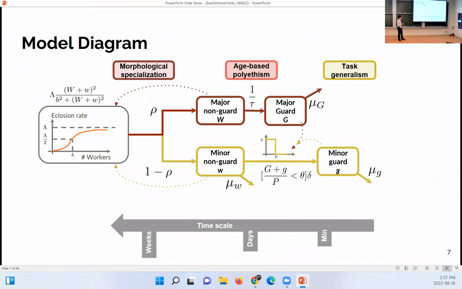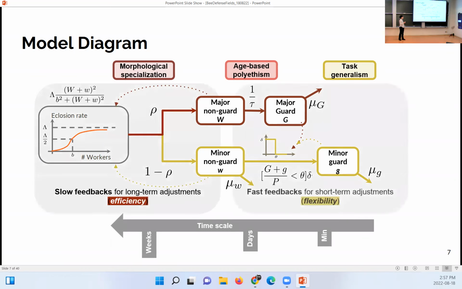So we have the whole span of time scales in the model. We have the slow feedback, the regulation of major production, slow feedback for efficiency, and we have the faster feedback, the crisis response, as fast feedbacks to be flexible in terms of the colony. So that pretty much illustrates what the equations are going to look like.